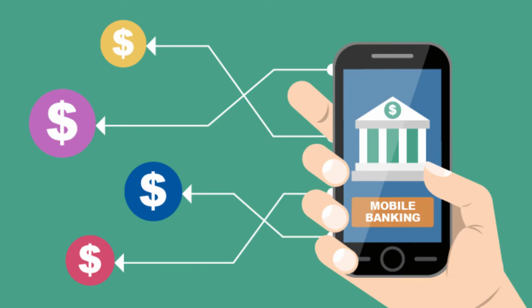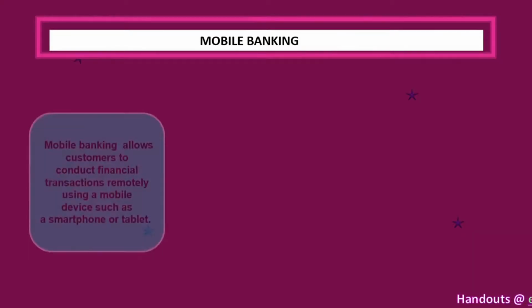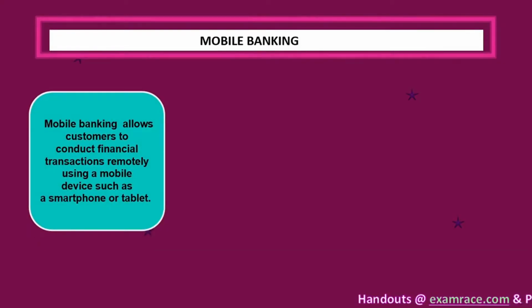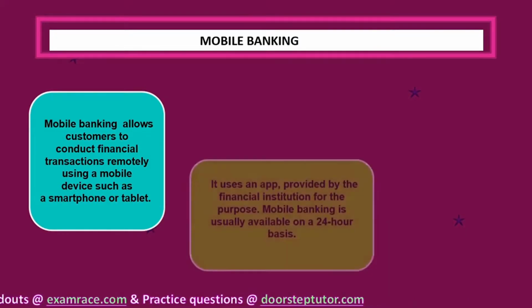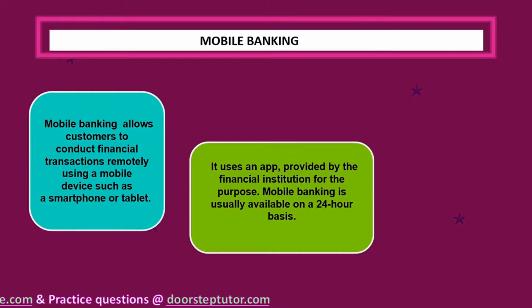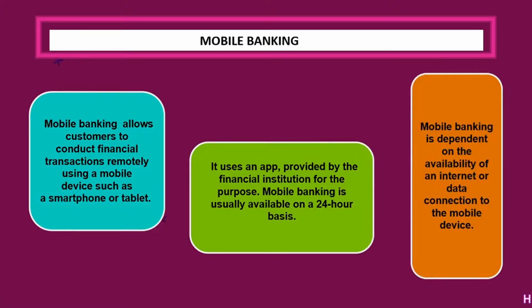Firstly, we have mobile banking. Mobile banking allows customers to conduct financial transactions remotely using a mobile device such as a smartphone or tablet. So in order to have mobile banking, you must have a smartphone or a tablet because it provides you with an app of a particular financial institution. Using that app, you can access banking services on a 24-hour basis. It is basically dependent on the availability of internet data or a Wi-Fi connection to that particular mobile device.